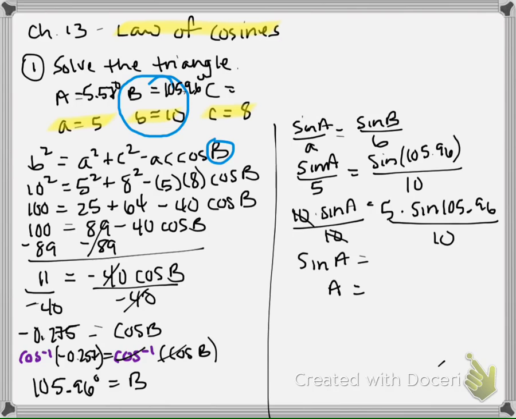Okay. Sine A was 0.48. Okay, then if I do the inverse sine of that, I get 28.73. I feel better about that. All right, let's fix that.